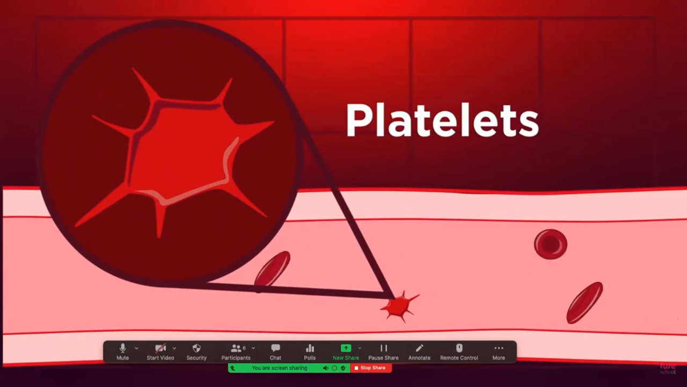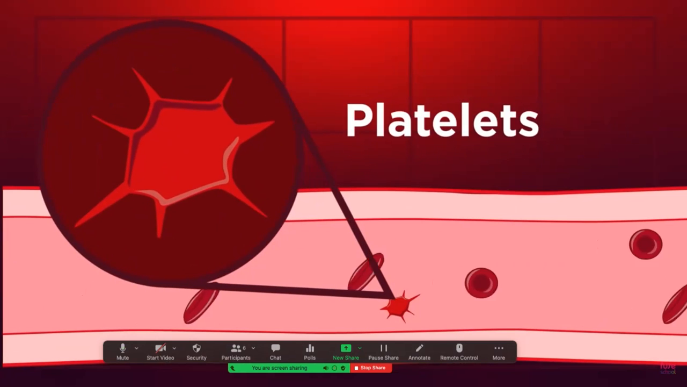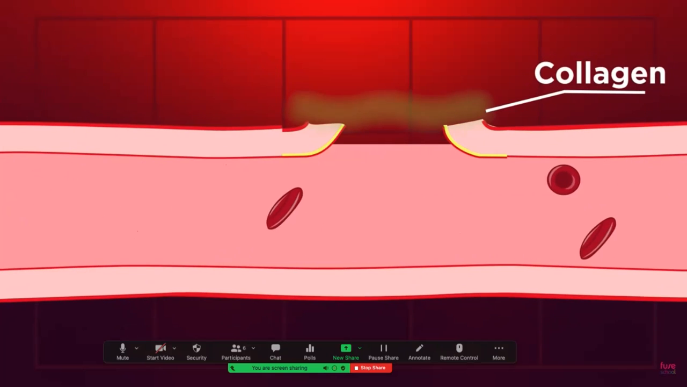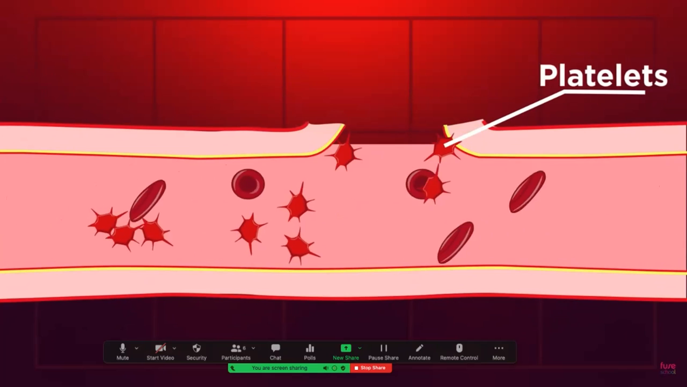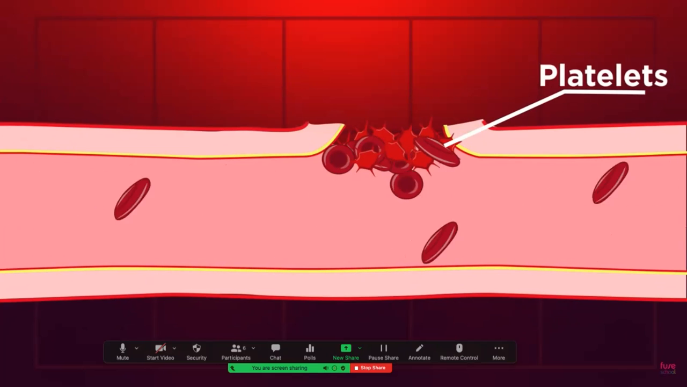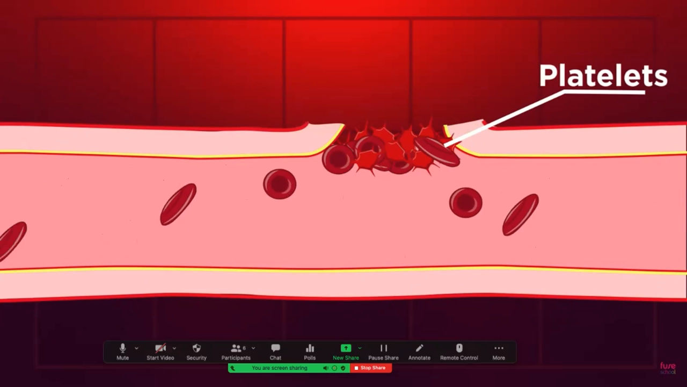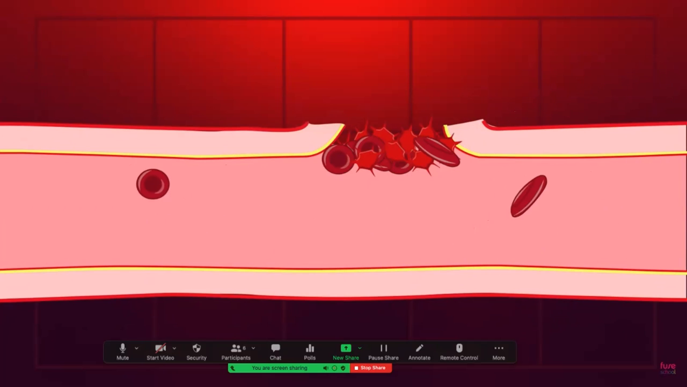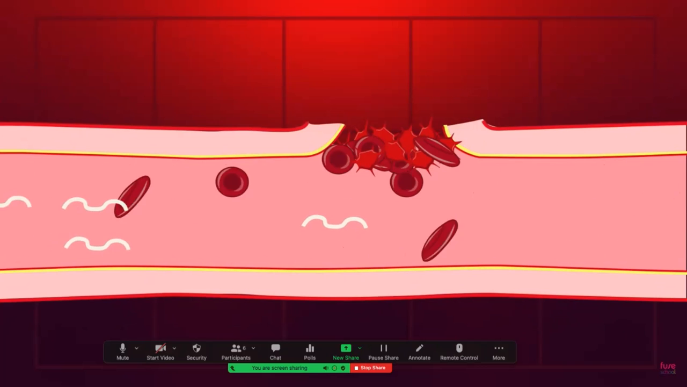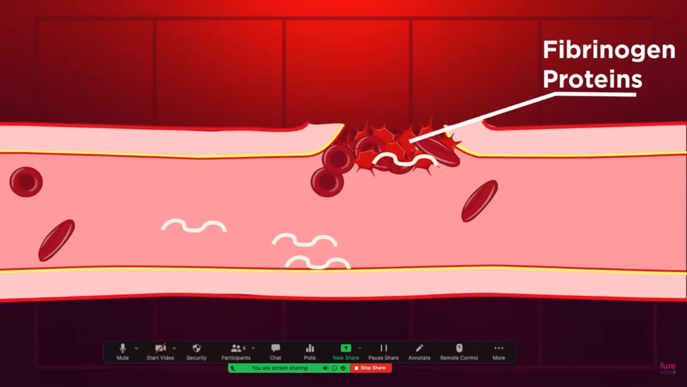Starting with platelets. These are tiny cell fragments that float around in our blood. When a blood vessel is damaged, collagen is exposed. This collagen exposure attracts platelets to the injured area. The platelets then stick together to form a plug. They've quickly built a barrier that stops us from losing too much blood. However, this platelet plug isn't that strong, so it needs to be made stronger. A protein called fibrin does exactly that.